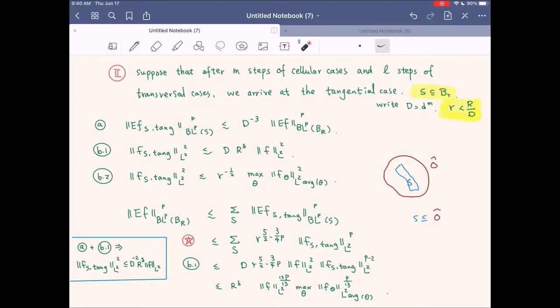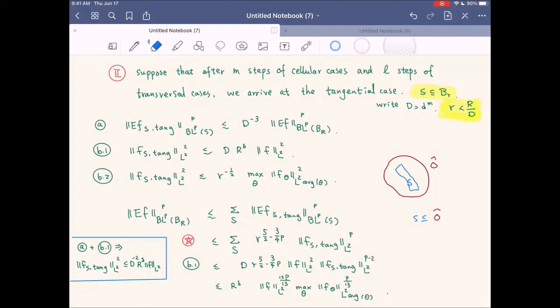And then all the A and B1 are actually estimates about its parent, but since S lies inside it, it kind of inherits the same property as its parent. For example, the EFS tangential LP norm will be smaller than its parent. Okay.